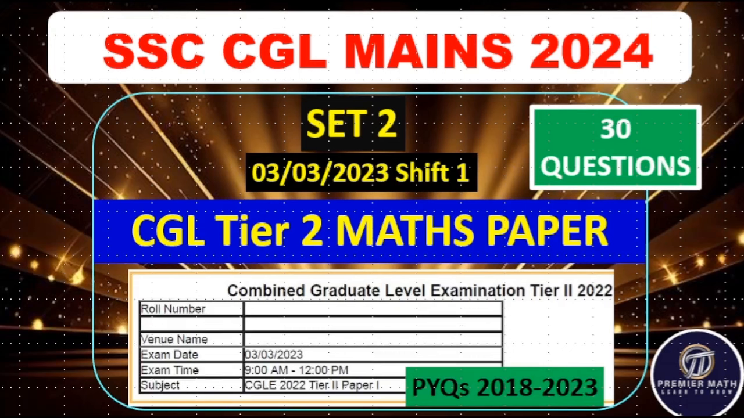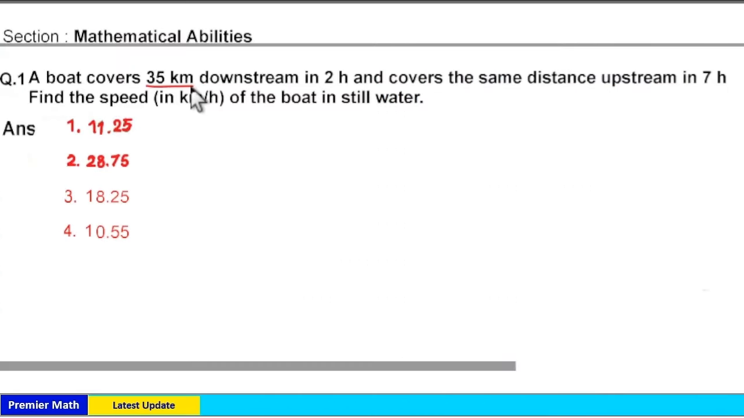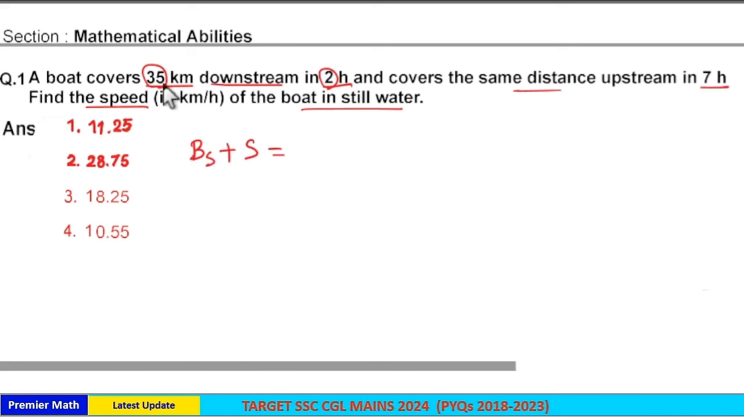Our first question is, a boat covers 35 km downstream in 2 hours and covers the same distance upstream in 7 hours. Find the speed of the boat in still water. Here, downstream speed is equal to 35 by 2, that is distance by downstream time, which is equal to speed of boat in still water plus speed of stream, which is downstream speed, which is equal to 35 by 2, 17.5, and speed of boat in still water minus speed of stream is equal to upstream speed.